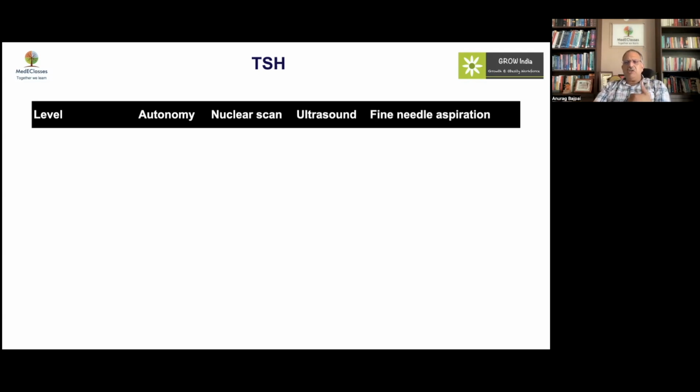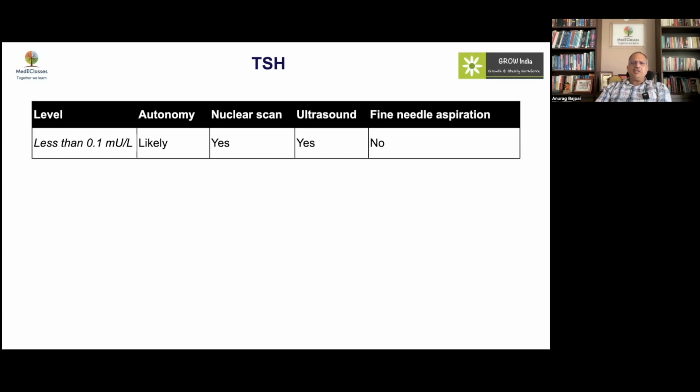So TSH in the initial evaluation will give you a clue. If the TSH is less than 0.1, it's usually an autonomous lesion. You should go for a nuclear scan.